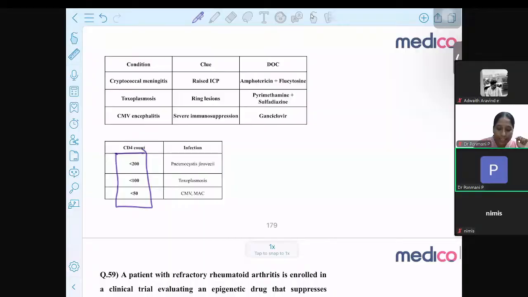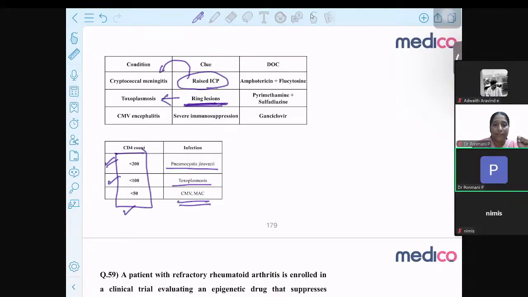If the CD4 count is less than 200, it is mostly pneumocystis. If it is less than 100, it is toxoplasmosis. And if it is less than 50, it is mostly cytomegalovirus and Mycobacterium avium complex. Similarly, they will mention raised ICP, which is most commonly associated with cryptococcal meningitis. And if they mention ring lesions, it may be toxoplasmosis.